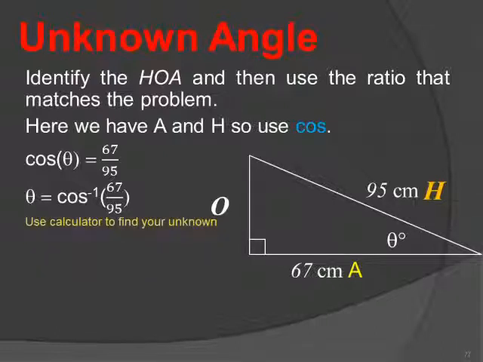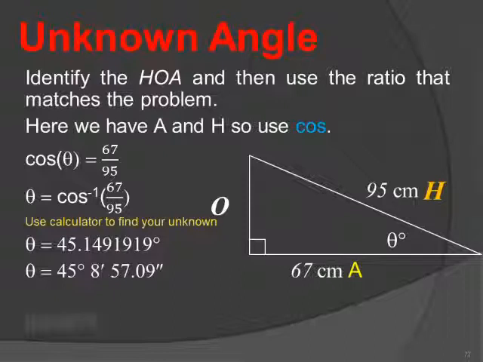So, use your calculator, and you find it's 45.1491919 degrees. Press your degrees, minutes, seconds button, and you find it's 45 degrees, 8 minutes, 57.09 seconds. We want this one rounded to the nearest minute. So we look at our seconds, 57. Definitely bigger than 30, which is halfway. So 45 degrees, 9 minutes.